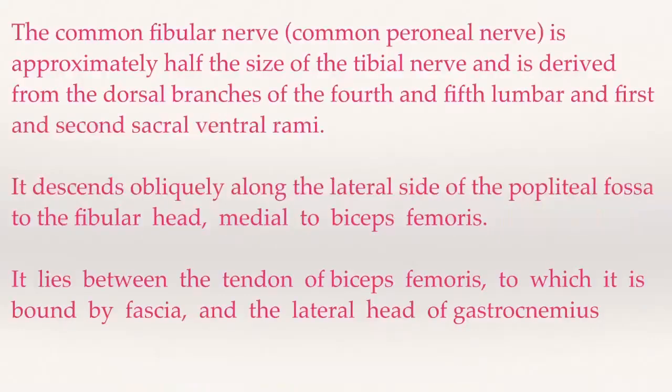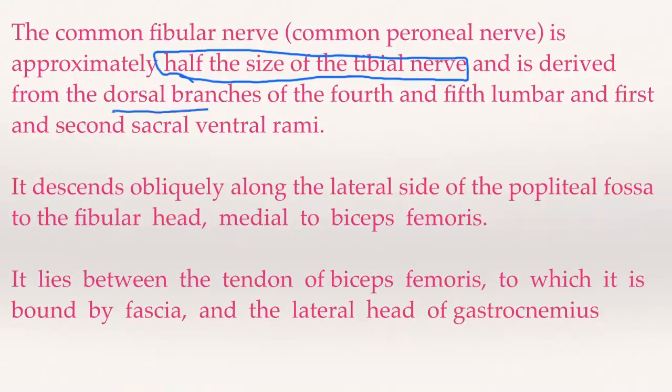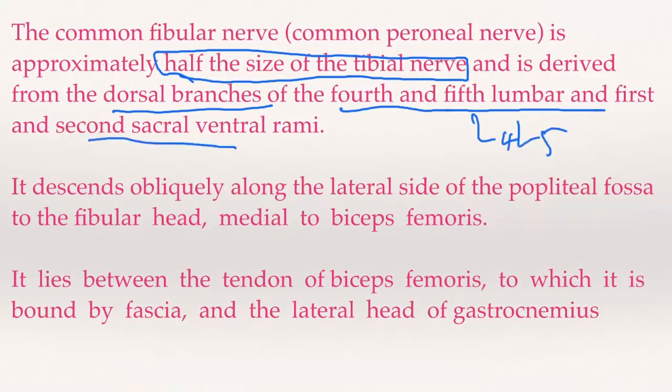In the common fibular component, the common peroneal nerve is approximately half the size of the tibial nerve, and is derived from the dorsal branches of the fourth to fifth lumbar, L4, L5, and first and second sacral ventral rami, S1, S2. Okay, this is dorsal, this is ventral.